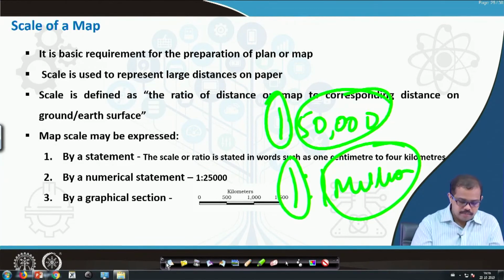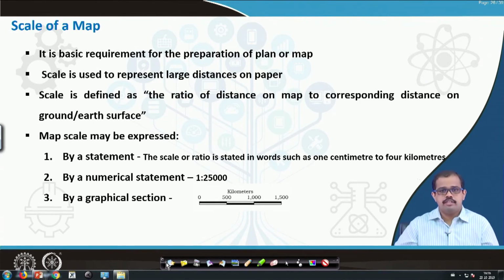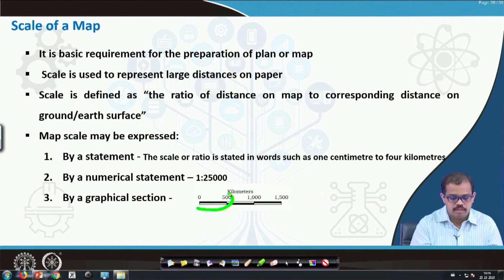So when we look at map scale, it may be just a statement. The scale or ratio is stated in words such as 1 centimeter to 4 kilometers. That is, 1 centimeter on the map is equal to 4 kilometers on the ground. It can be a numerical statement, for example, 1 is to 25,000. That's what we represented in our previous example. Then it can be in the graphical form that we have seen in our first slides. So here, when you see this, 1 unit is 500 kilometers on the ground, which means 1 unit on the map is equivalent to 500 kilometers on the ground.